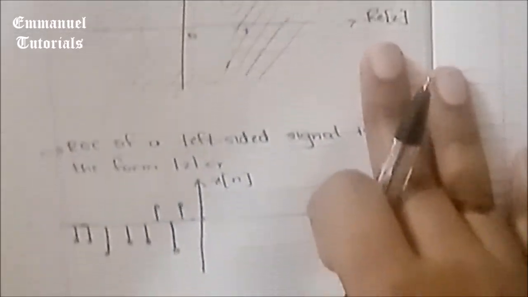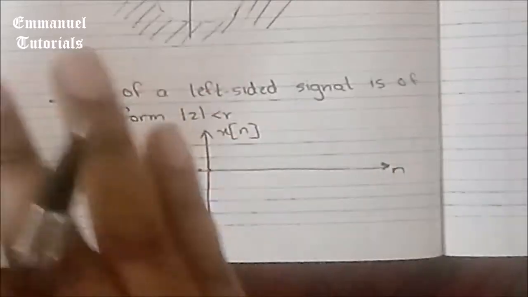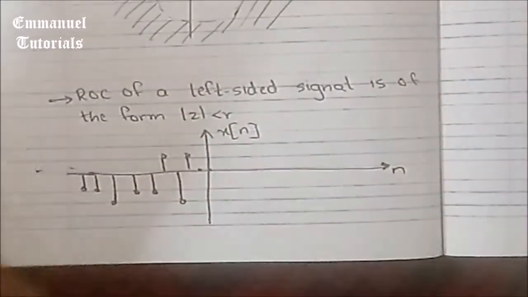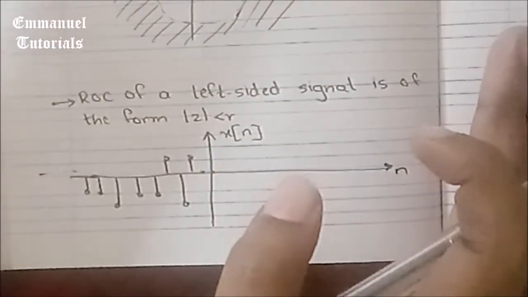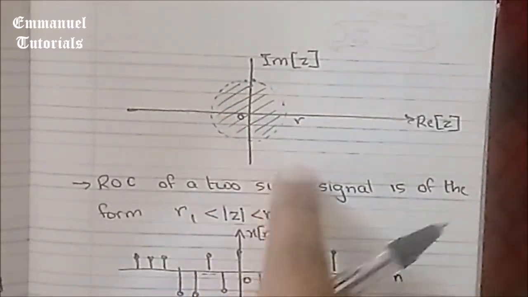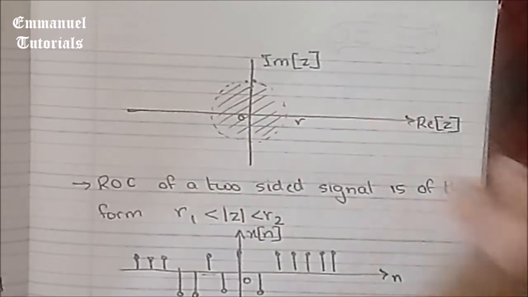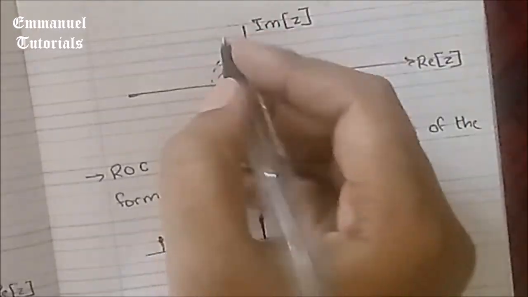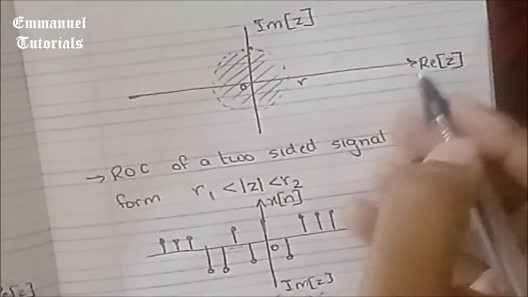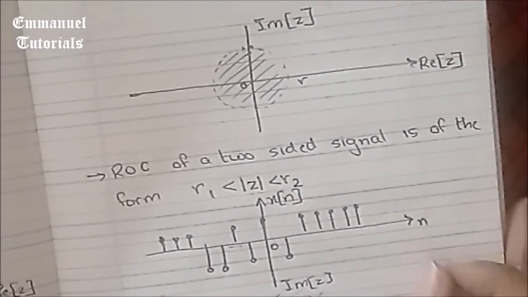Now the same thing if it is a left-handed signal, a left-sided signal. So you know that the majority of the signal is left-handed and the right side signal is 0. Then in such cases your ROC is going to be inside the circle denoted with radius r. So this is the ROC. This is the way you're going to draw the ROC. This is the real axis and the vertical axis is the imaginary axis.